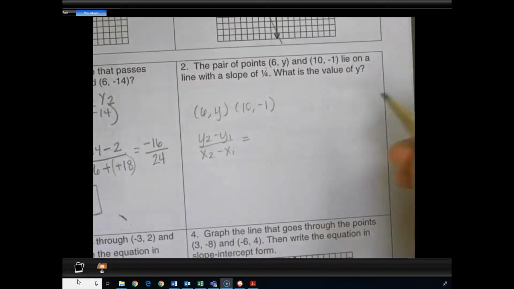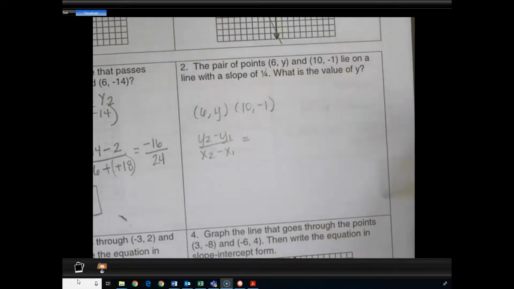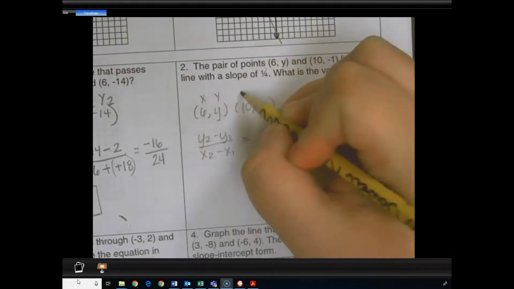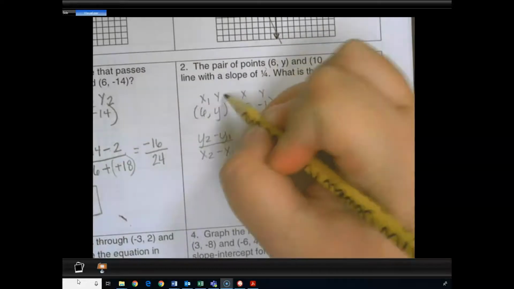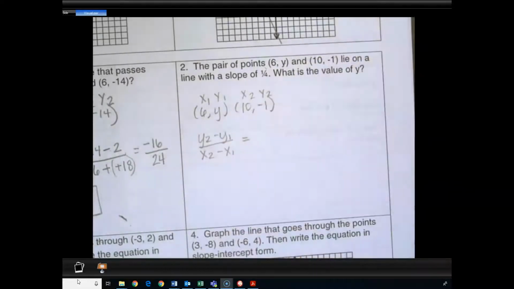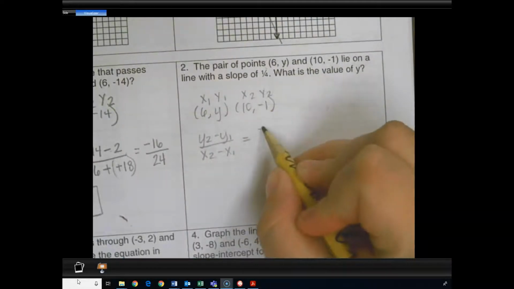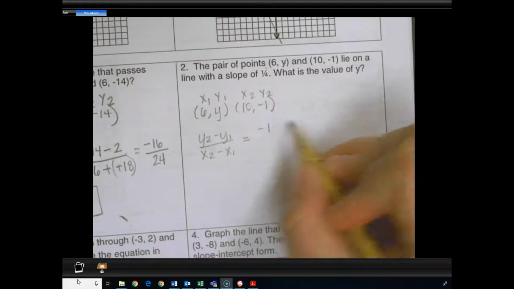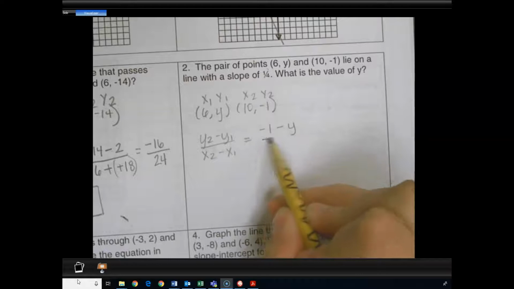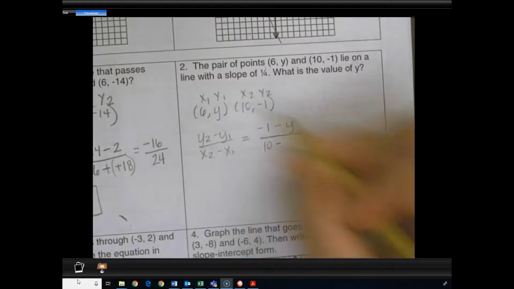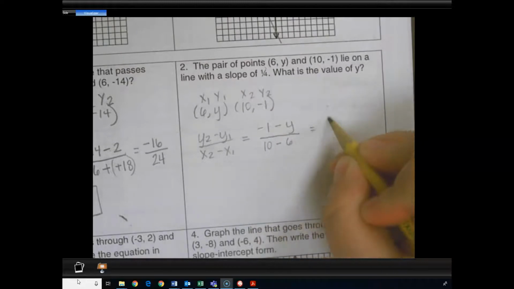I already have my slope, but I'm going to use that to figure out what that y is. So x, y, x, y. This is my first point, my second point. I'm going to plug this in. I have y2, which is negative 1, minus my y. I'm going to keep it as a y, because I don't know what it is. x2 is 10, x1 is 6, and these together are going to equal 1/4.